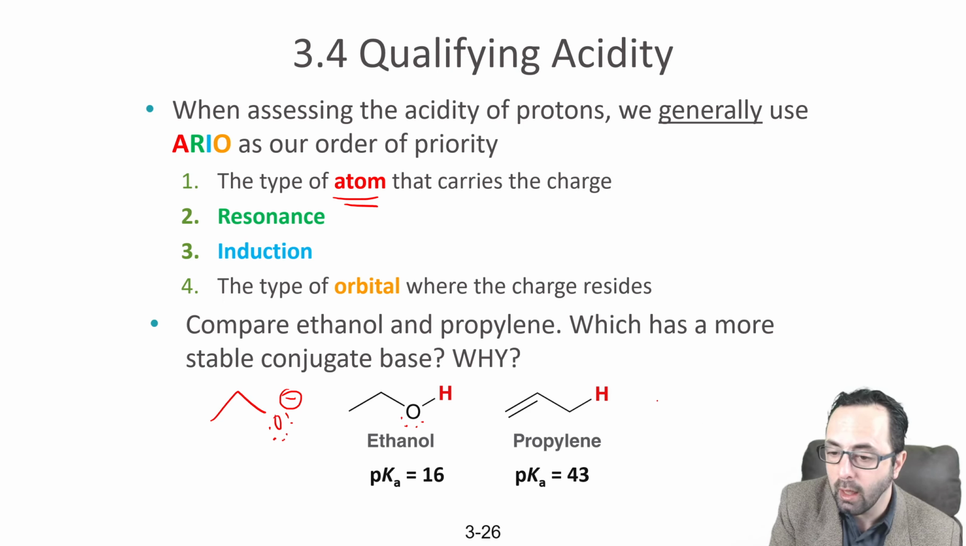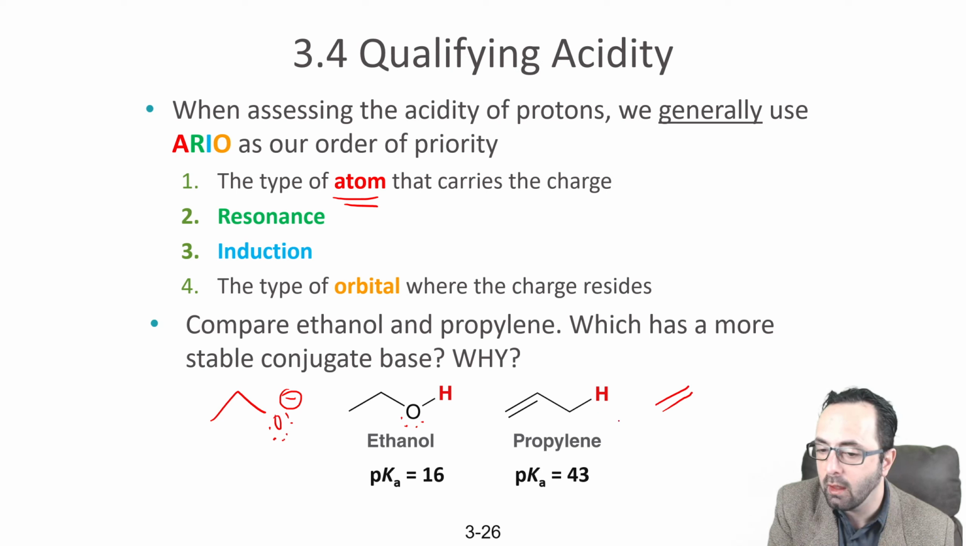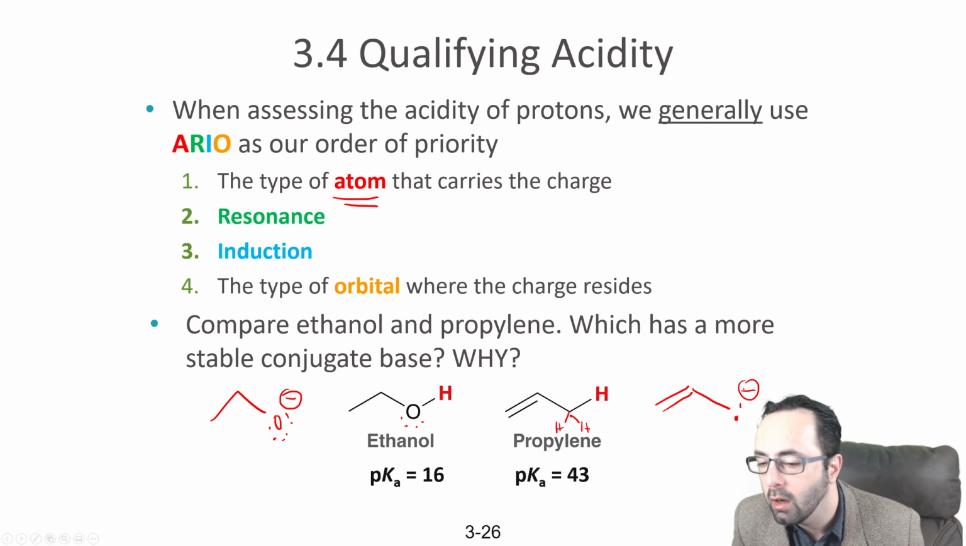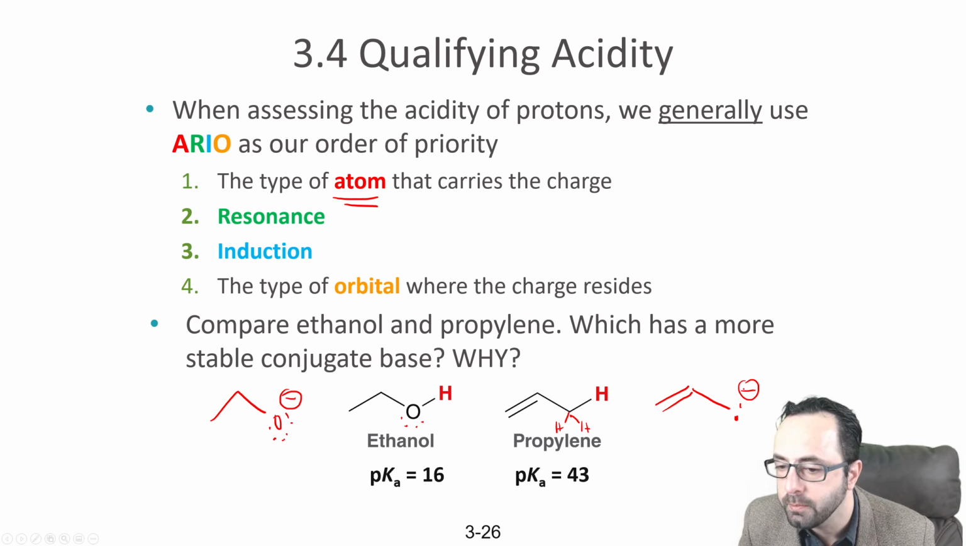Here we have propylene. Notice there are 2 more hydrogens here which aren't drawn, so there are 3 hydrogens attached here. And if this hydrogen leaves, it leaves behind a lone pair, and we have a -1 formal charge here.